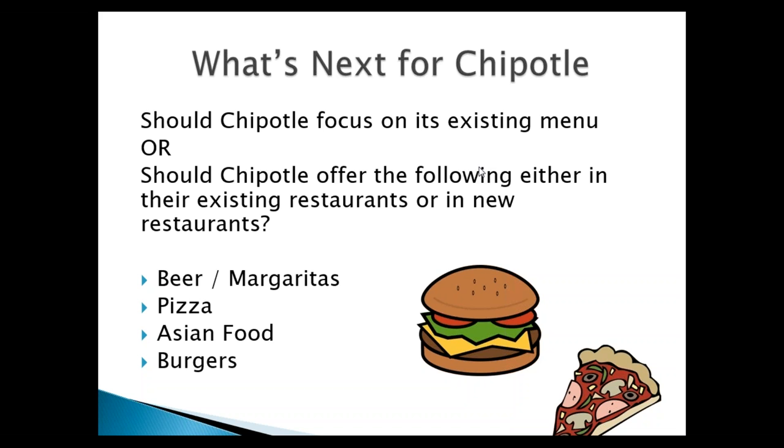Let's see here. Beer and margaritas are good. Focus on existing. Becoming too diverse can dilute quality. Other ideas good, but burgers overdone. They mean by that, you can get a burger anywhere. Yeah, you're absolutely right. There are a lot of places you can go to get a burger and fries. You don't need a new chain per se.